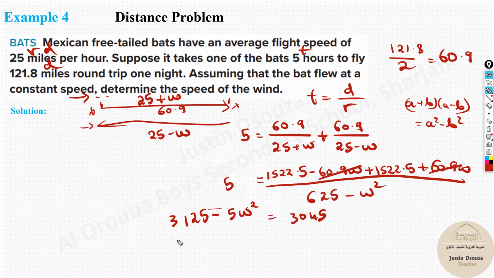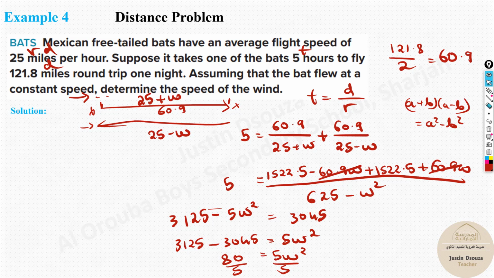So it's going to be 3125 here. So we have 3125 minus 3045, that is equal to 5w square. I just took this to the other side and this to the other side. And you need to basically divide both sides by 5 and then take the square root. Now what is this going to be? It's just going to be 80 over here. Yeah, it's 80. I don't know why I was thinking so much. 80 is equal to 5w square. 80 divided by 5 is going to be 16.